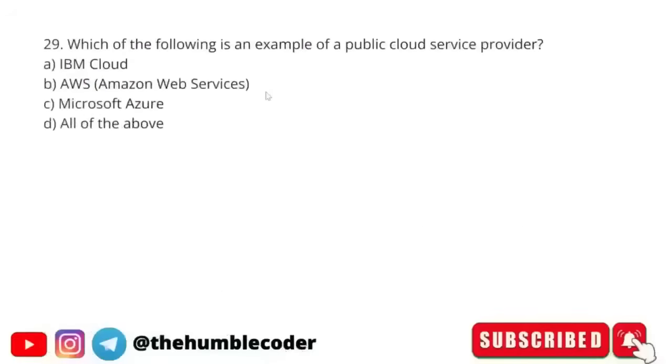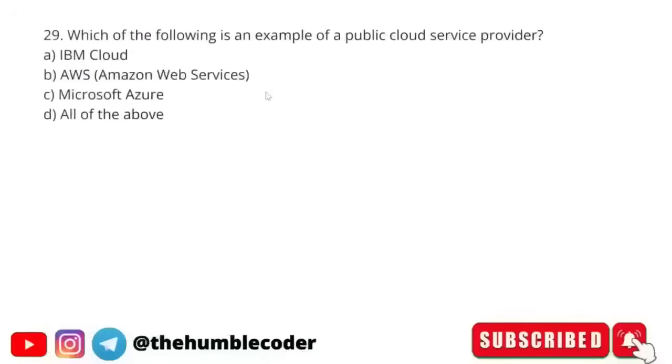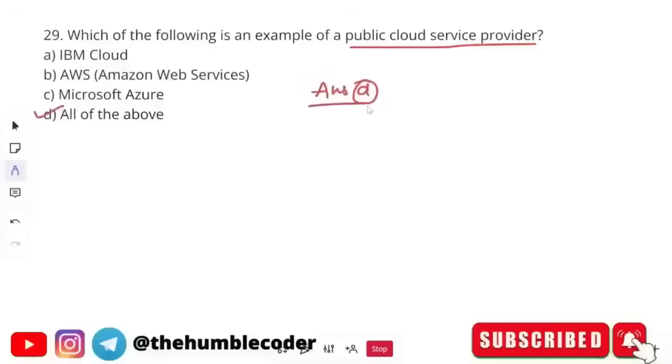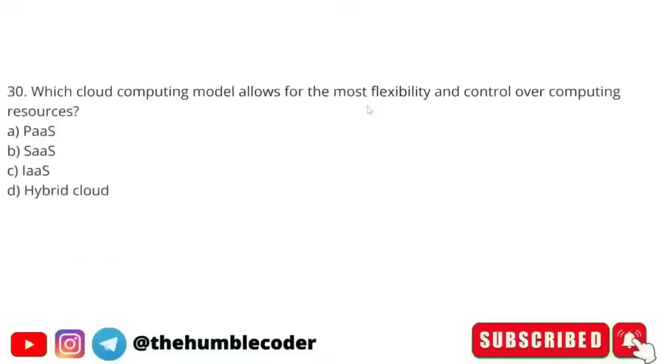Moving on to the next question. Which of the following is an example of public cloud service provider? Okay, let's see the options that we have. First option is IBM Cloud. Second is AWS, that is Amazon Web Service. Third is Microsoft Azure. And fourth option is option D, which is all of the above. So again, in this case also, the correct answer is going to be option D, that is all of them are examples of public cloud service providers. Moving on to our next question.